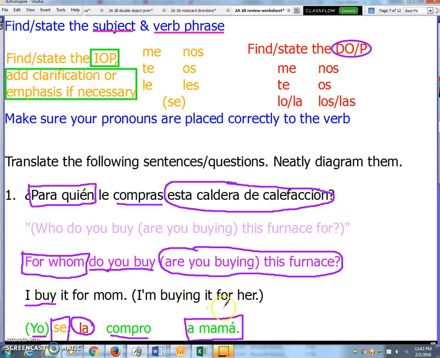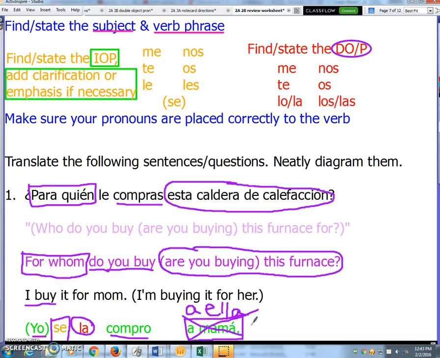Now, if I did want to say this one, I'm buying it for her, the only thing I would have to do is get rid of this a mamá. And yo se la compro would mean I buy it for her. It could also be him, so if I wanted to add clarification, I could say, and again, this is hard to write with a mouse, a ella, for that last option.